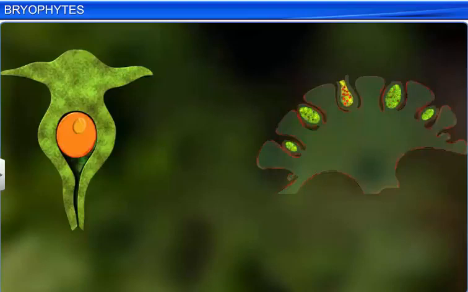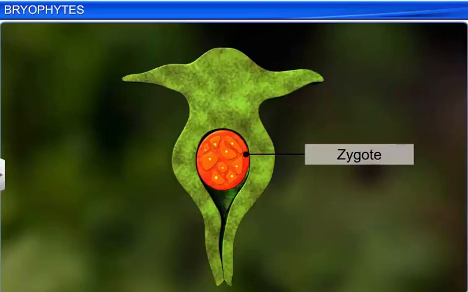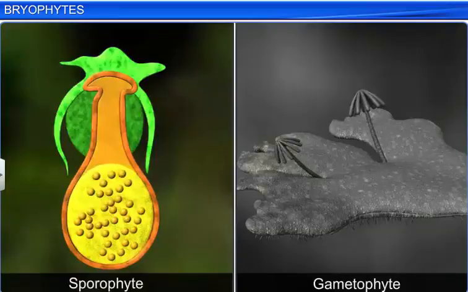During fertilization, the antheridium releases antherozoids in water where they come into contact with the mouth of the archegonium. One antherozoid fuses with the egg to form a zygote. The zygote in turn produces a multicellular body called the sporophyte. The sporophyte gets its nutrition from the gametophyte.